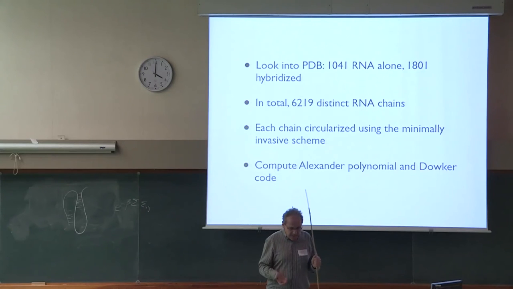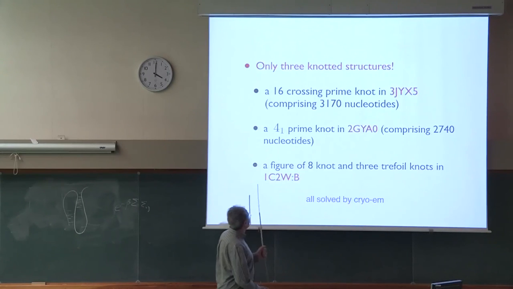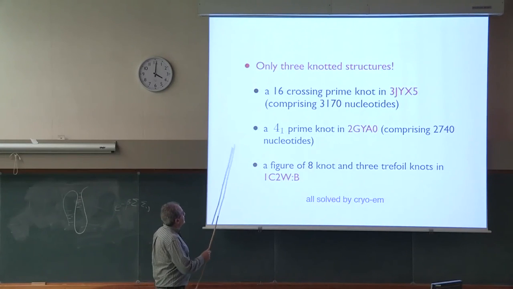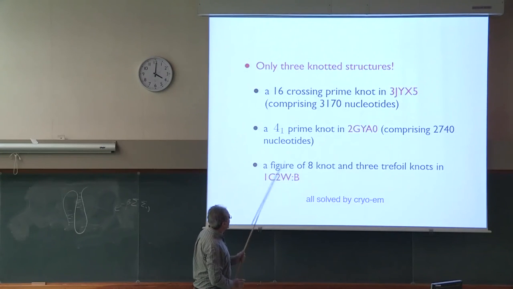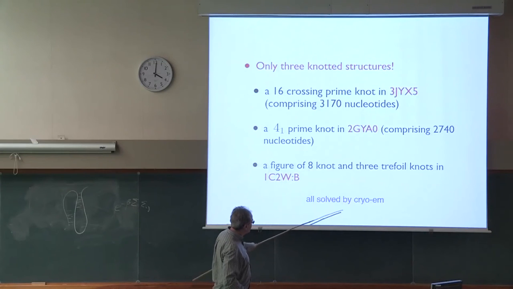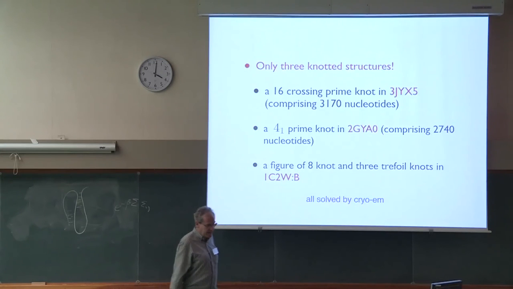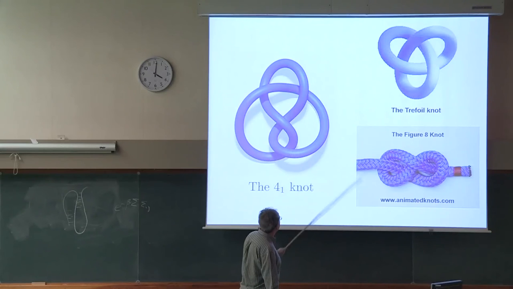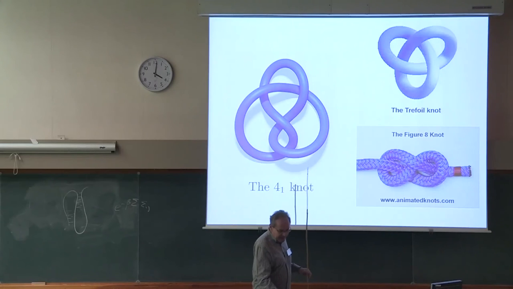There are many knots in DNA, many knots in proteins. Are there any knots in RNA? And the answer is, we find three knotted structures. These three structures are here. They are pretty long structures. And they were also determined by a new method, used for a few years now, which is cryo-electron microscopy. These are the three knots which are observed: the trefoil knot, the 4-1 knot, and the figure-eight knot.